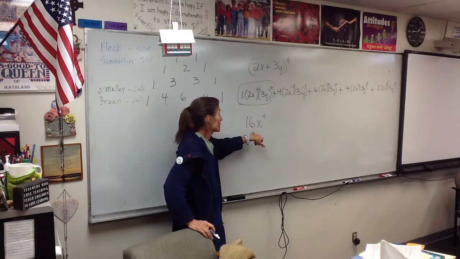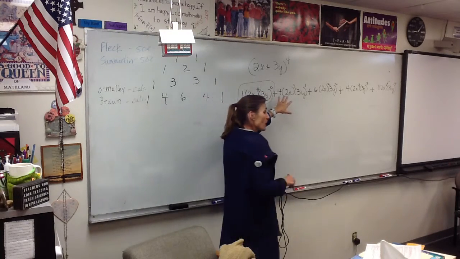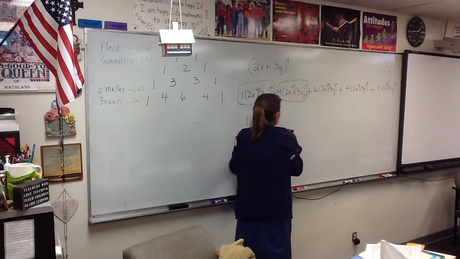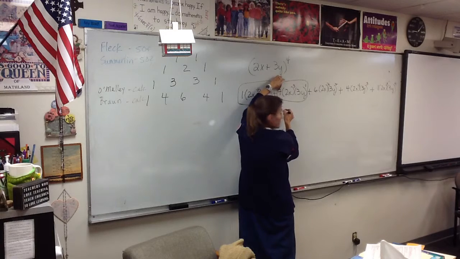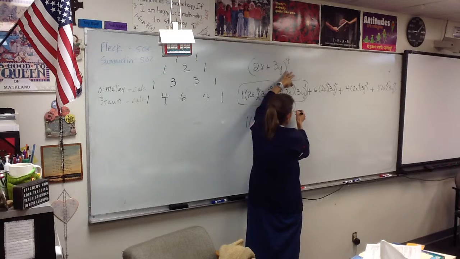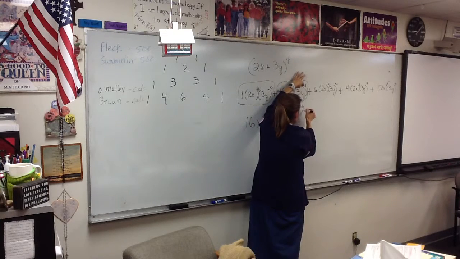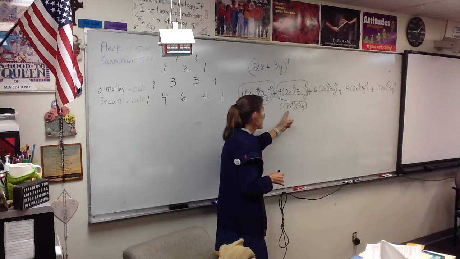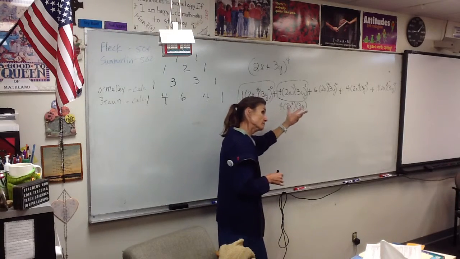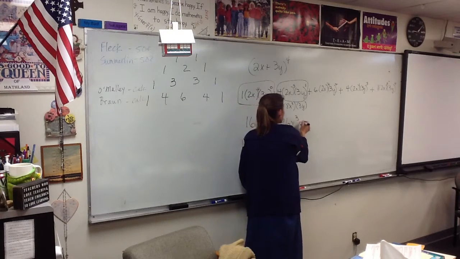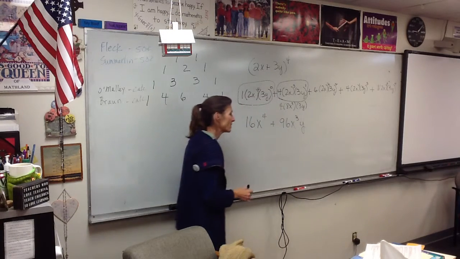All right, now this is going to be a little more complicated. Now I'm doing this term. I have a 4. What do I have here? 8x cubed and 3y. So I have a 4, an 8, and a 3. 96x cubed y. Did I times right? I think so.